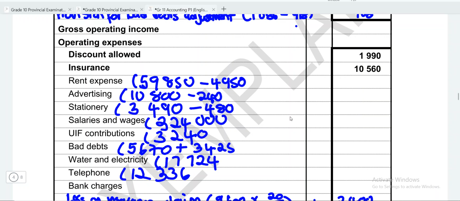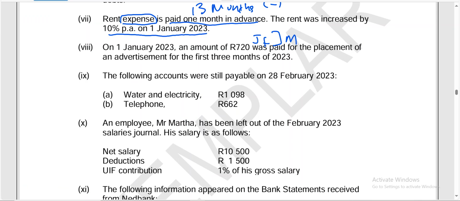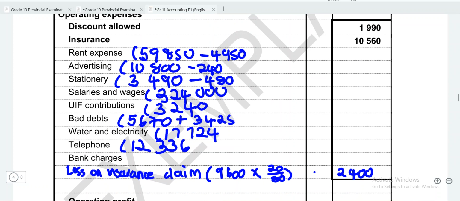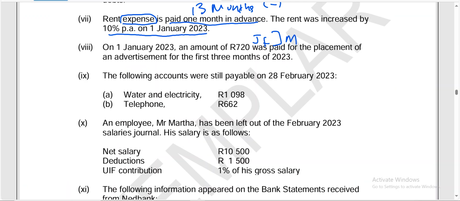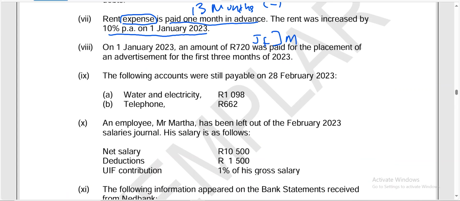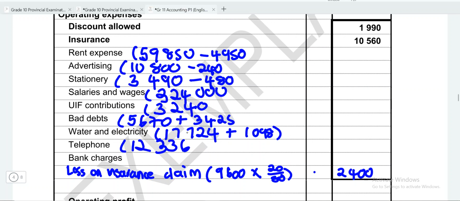So we've subtracted that 240, and then the next part says the following accounts were still payable on 28 February 2023. So meaning that they were still owed. So we need to add. We know that if it's accrued, we add. Water and electricity is going to be plus 1,098. And then for the next one, which is telephone, is plus 662.